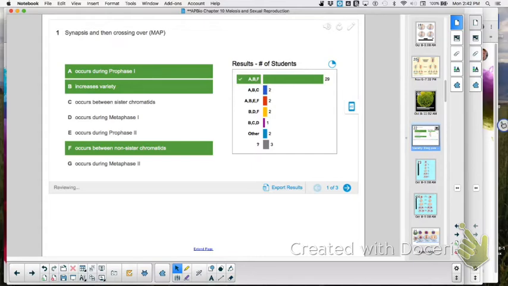Okay, synapsis and then crossing over. Synapsis is when the homologous pairs come together. Crossing over is then when they exchange, after they've synapsed together. Will it occur during prophase 1? Yes, right? It's going to happen before they're totally lined up. Will it increase variety? Yes.